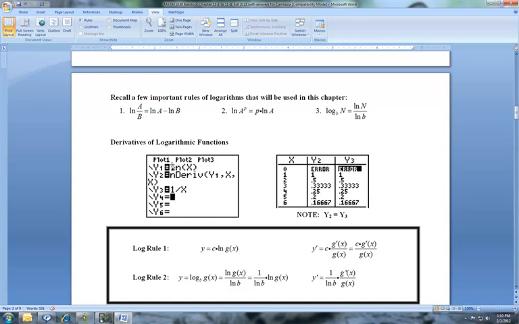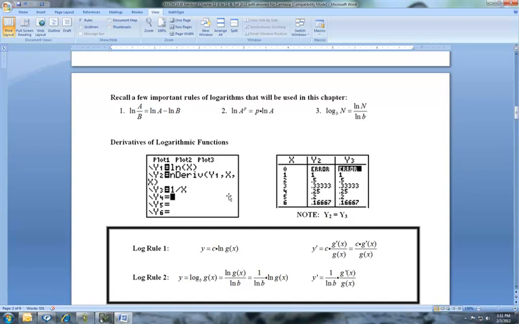Let's see. So I've got a logarithmic function. Here I ask the calculator for the numerical derivative. This is another way you can type it. If you see, I typed this in y1 and then I asked the calculator to put that here. If you'll just go to y1 and do n derive natural log of x comma x comma x, and in y2 put in 1 over x. I'm saying this right here is my derivative of natural log.